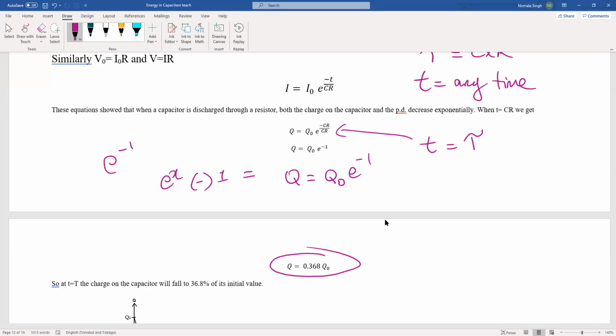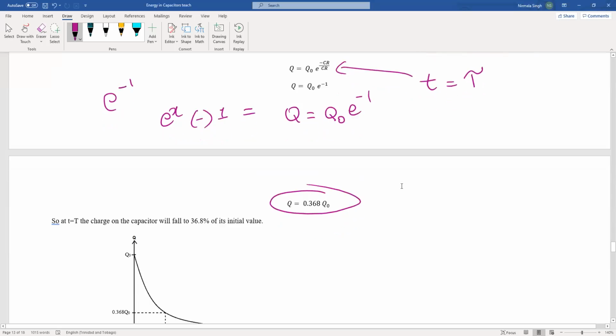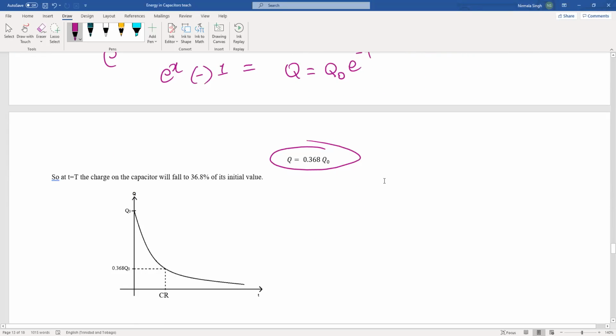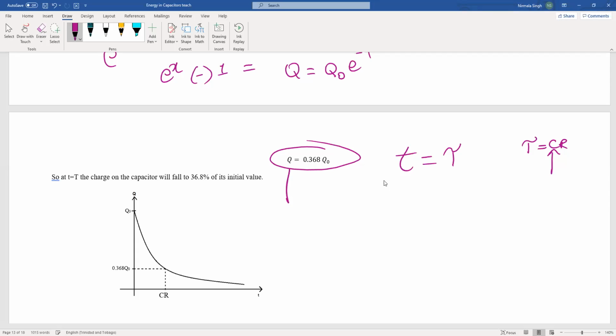Okay, silence means yes. So what is this actually telling us? Why did we just go through this? When your time is equal to your time constant, remember we said the time constant, tau, is equal to C times R. So we can work out the time constant simply by multiplying the capacitance by the resistance. So when your time is equal to your time constant, the charge on your capacitor will have reached 36.8% of the initial value.